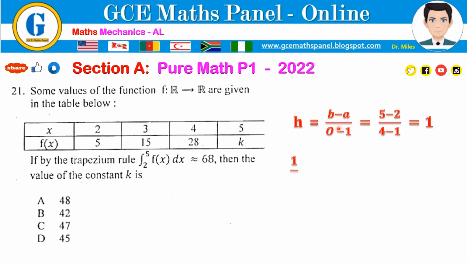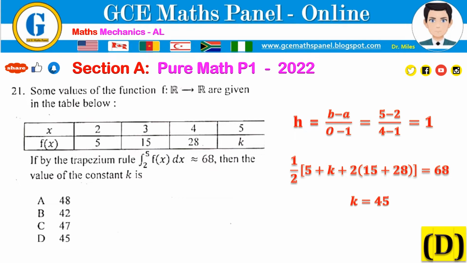Now the trapezium rule is h over 2 into the first term plus the last term, that is f of the first term plus f of the last, plus 2 times the sum of the rest. Okay? And when you do all of this, it's going to give k equal to 45. So you do all of this and equate to 68. Our k will be equal to 45. The key is D.